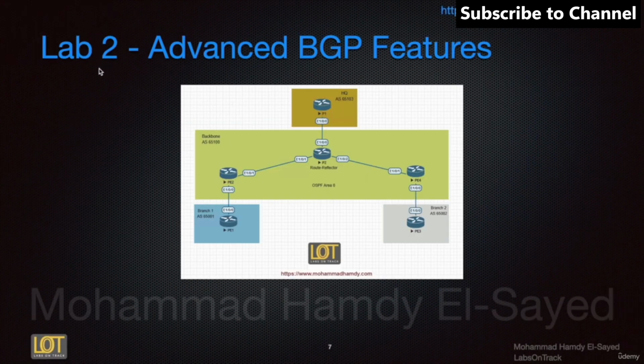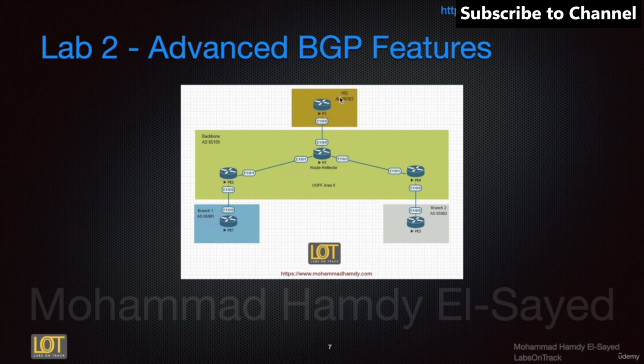This is the topology of Lab 2 Advanced BGP features. We will have 4 different autonomous systems. The backbone autonomous system 65100 will have 3 routers, P2, PE2 and PE4, and we will configure OSPF area 0 in the backbone autonomous system, and we will have 3 different branches as enterprise networks.